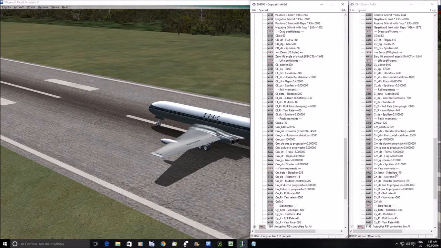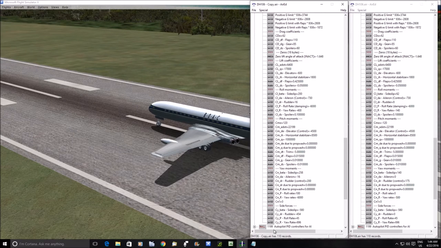So, these two values here, this side slip is basically your side slip angle. It's when you deflect the rudder, what angle of side slip do you get? And these two work together, actually, because the rudder control will affect also what angle you get. But it will also affect how quickly the airplane moves in the yaw axis. So you have to tweak these two values together. If you reduce one, you pretty much have to reduce the other one to keep things in check.